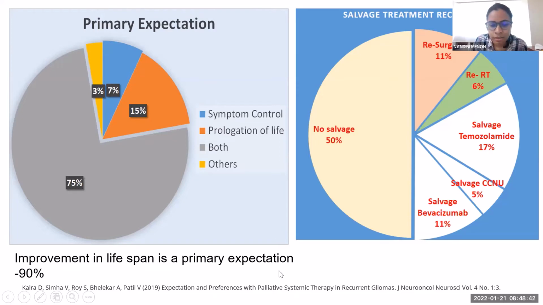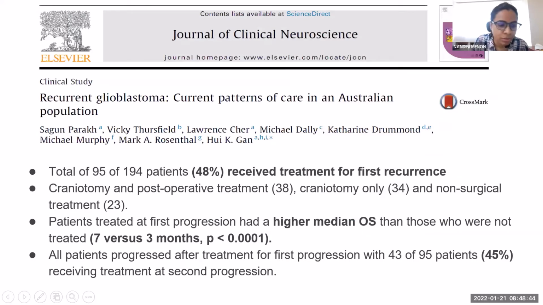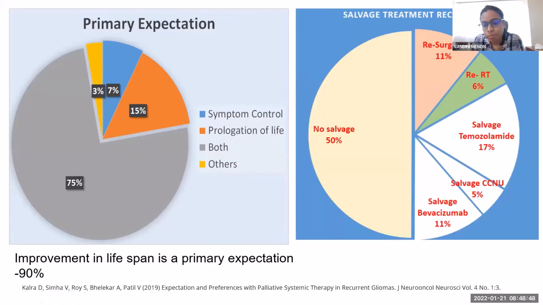Important to note, another thing is that this is one of the tumors in which many don't receive second line therapy because it is so aggressive and their performance status is so poor. So a small fraction only end up getting local therapies, that is re-surgery and re-radiation, and the majority end up on salvage systemic therapy.